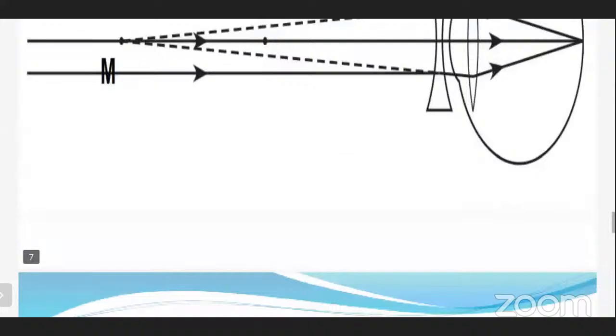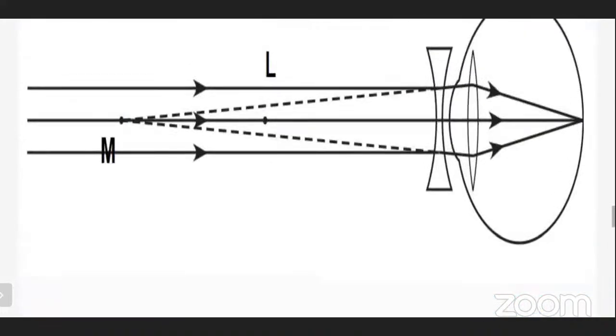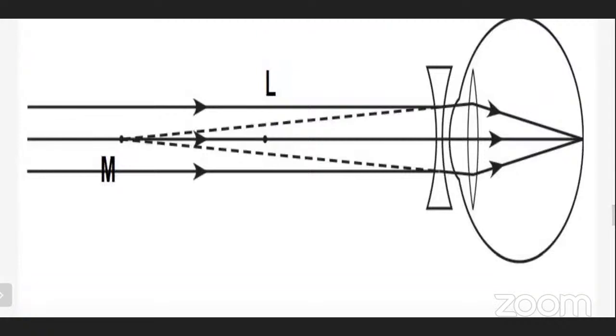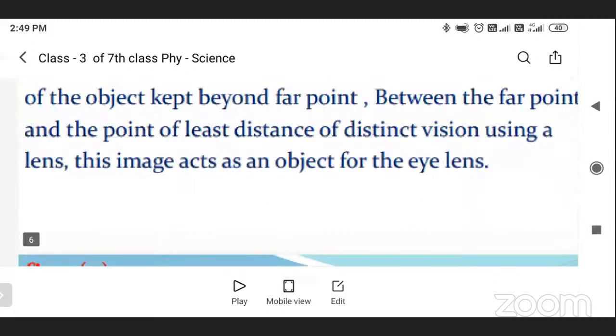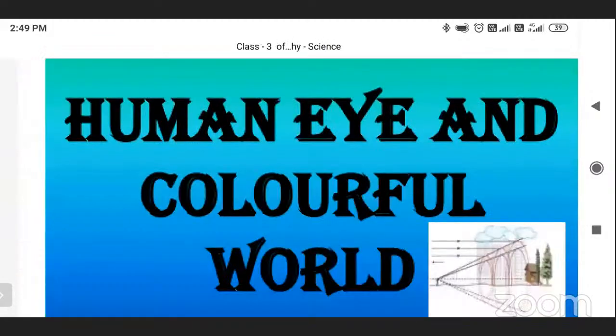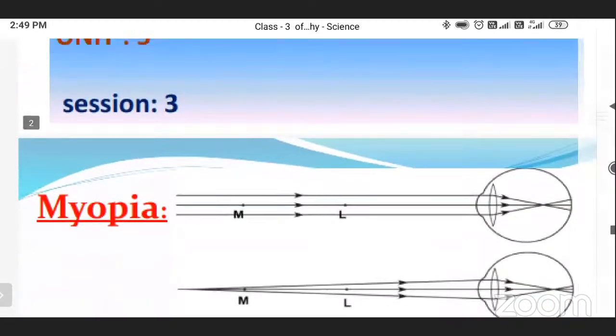The first figure in this diagram indicates the people suffering from myopia, and this diagram indicates the correction of myopia. Students, in the exam, questions are also asked based on the diagram. They give the first diagram, then what is the question? Here they give one diagram.